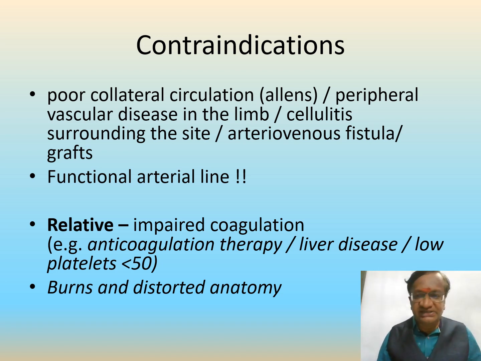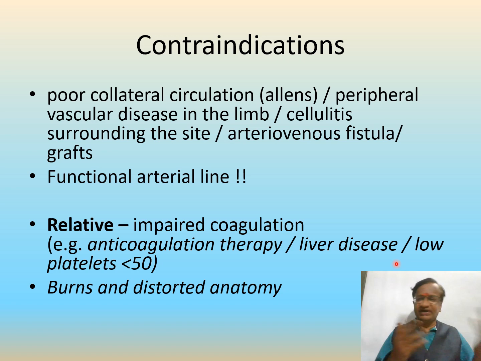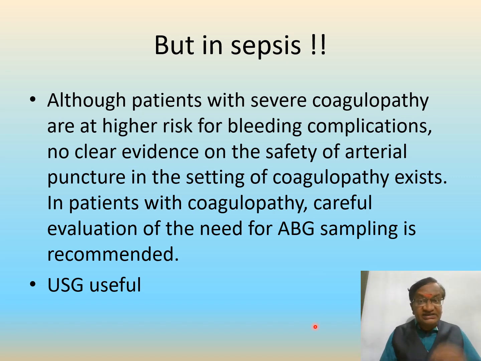Now we will go to the contraindications of blood gas analysis. A poor collateral circulation, a relatively impaired coagulation. These are the key things. Burns or distorted anatomy, we can get in some other place. AV fistula, this is very important, we have to go to the other side. With cellulitis, we have to go to femoral. All these things we should think about whenever we are going to sample for a blood gas analysis. But in sepsis, we need to do an ABG even in the presence of coagulopathy. Keep an ultrasound, put in the needle and take blood out, because there are so many problems in sepsis.